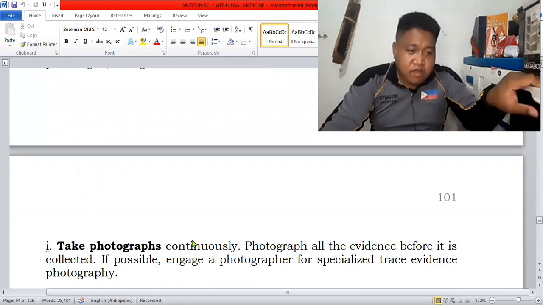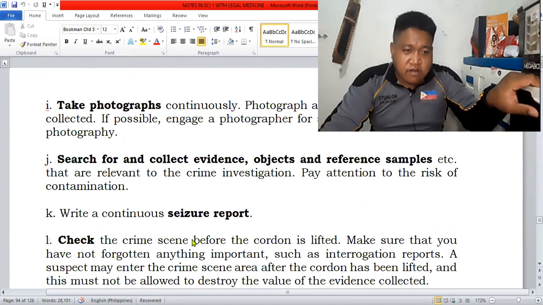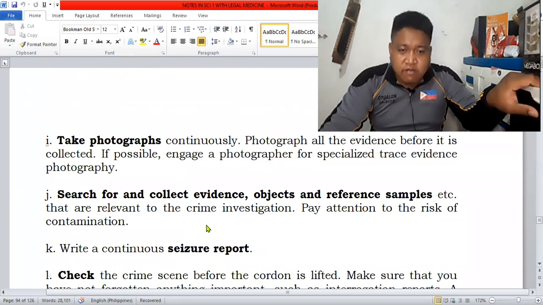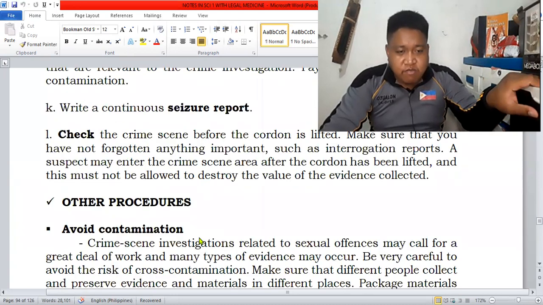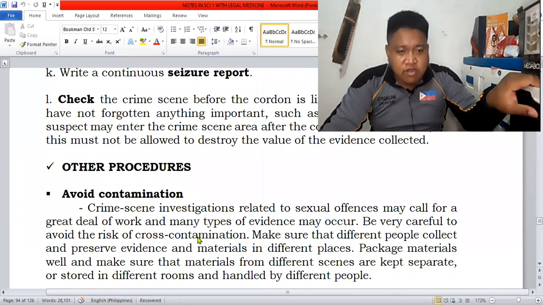Take photographs. Search for and collect evidence. Write a continuous seizure report and check the crime scene before the cordon is released. Other procedures to avoid contamination.